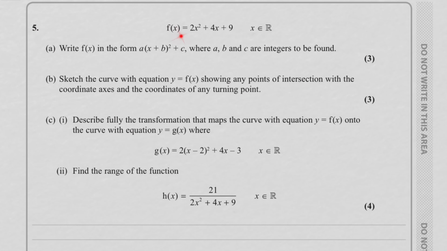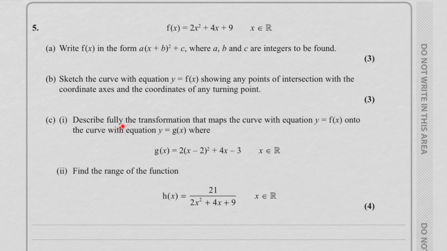Question 5. f(x) = 2x² + 4x + 9 for all real numbers x. A, write f(x) in the form a(x + p)² + q, that's completing the square. And B, sketch the curve with the equation y = f(x), showing any points of intersection with the coordinate axes and the coordinates of any turning point.